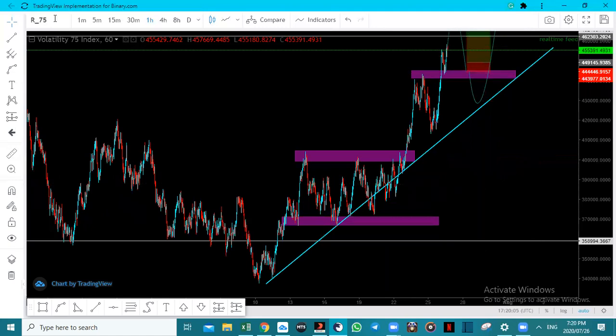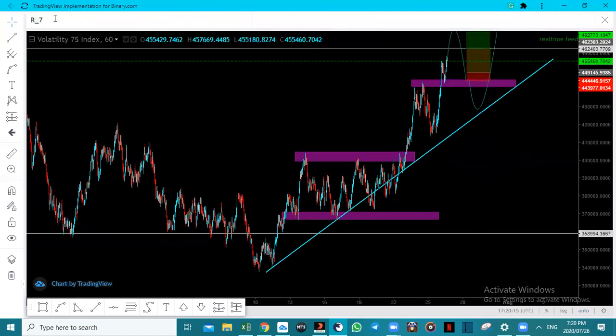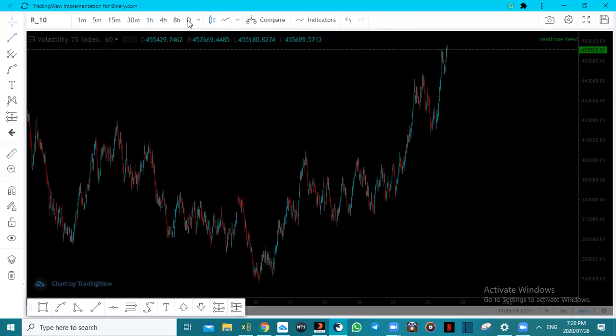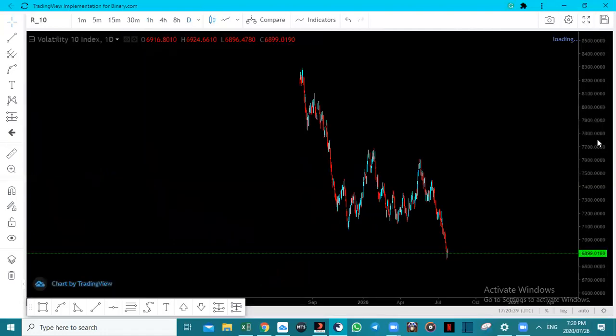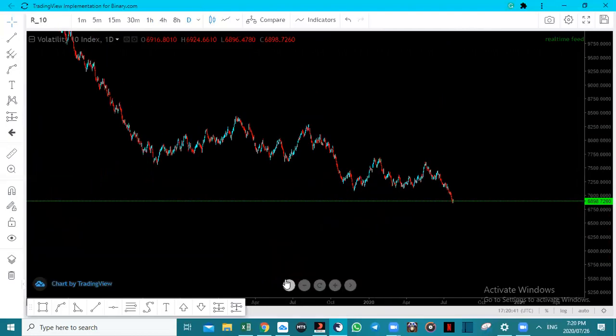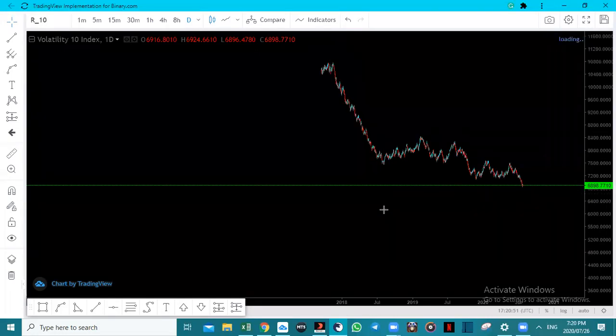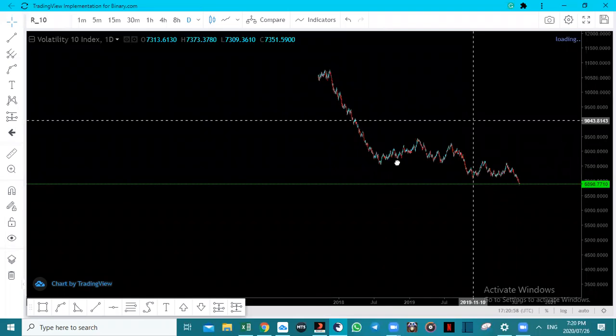Okay, so let's look at the other pairs that we have in mind. We have Volatility 10. I don't know if any of you guys trade Volatility 10. Let's see what's happening there. So remember, guys, we always start at the daily time frame. You always want to zoom out as much as you can and see as much as you can. Like an eagle, you want to have a bird's eye perspective. You want to see things from above.